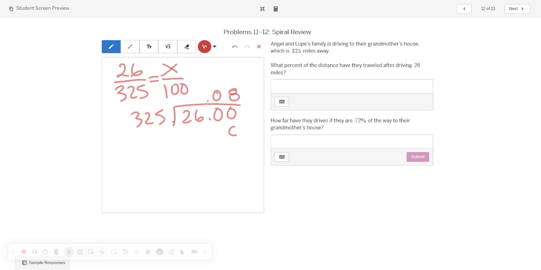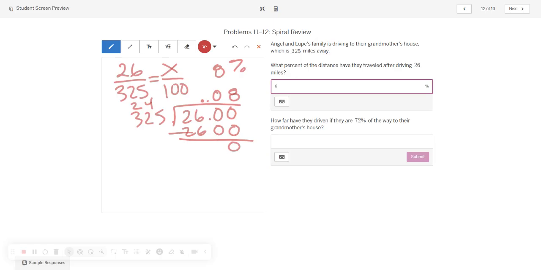8 times 5 is 40. 8 times 2 is 16 plus 4 is 20. 8 times 3 is 24 plus 2 is 26. So it perfectly went in there. 8 hundredths is the same as 8%. And so that's an 8.